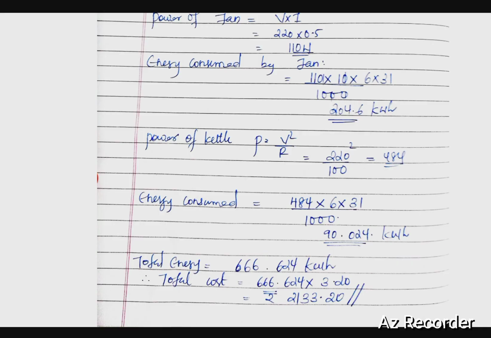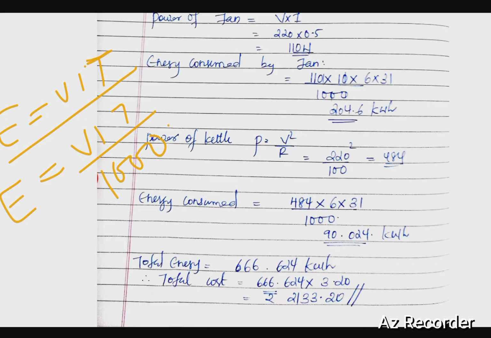Okay, I hope it's clear now. The basic equations are: electrical energy consumed, E is equal to VIT. To calculate the electricity bill, we have to convert this electrical energy consumed into kilowatt hour. To convert this into kilowatt hour, we have to divide VIT by 1000. If the power is given in kilowatt, you don't have to make this operation. You don't have to divide it by a further 1000.